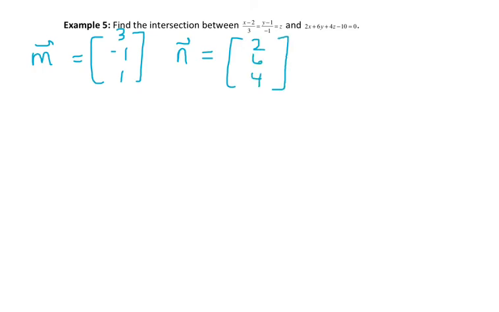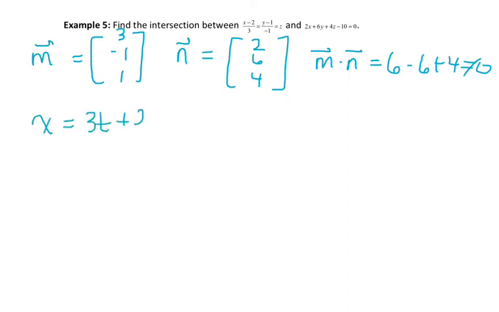They are not multiples of each other. M dot n, let's see if it's equal to 0. 6 minus 6 plus 4, not equal to 0, so they should intersect at one point. So I'm going to come back and find my equation of my line in parametric form. So x is going to be equal to 3t plus 2. Y is going to be equal to -1t plus 1. And z is equal to t.